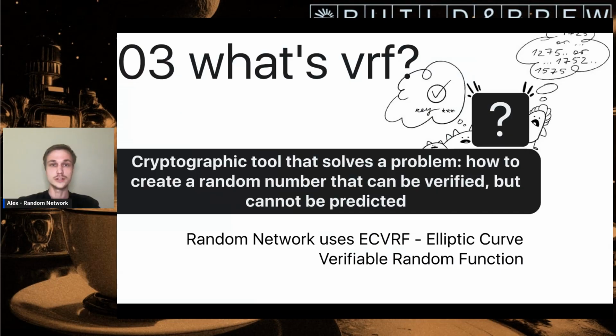So what is VRF? This is a cryptographic tool that solves one problem: how to create a random number that can be verified but cannot be predicted. For this purpose, Random Network uses ECVRF, which is an elliptic curve implementation of the verifiable random function. We use this algorithm because there are lots of libraries already existing in Solidity for the EVM.